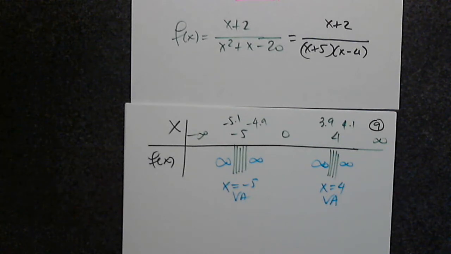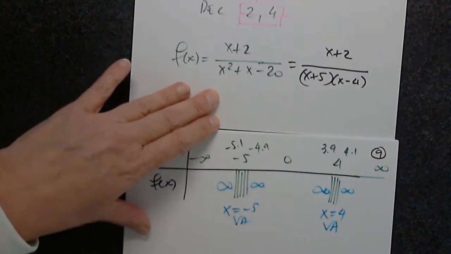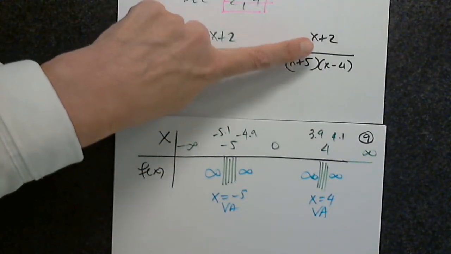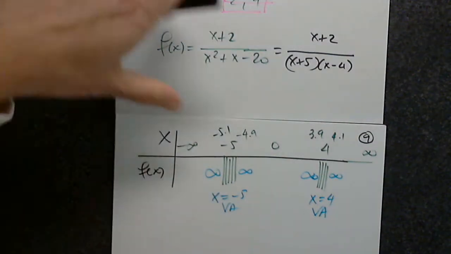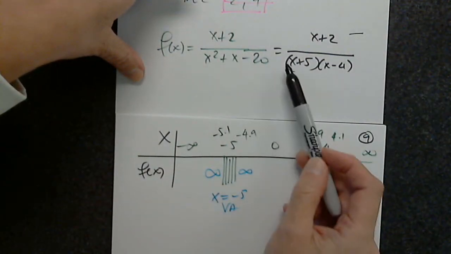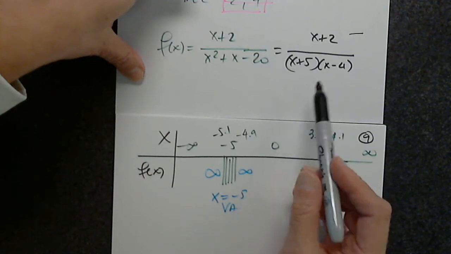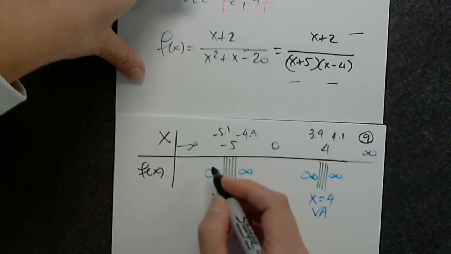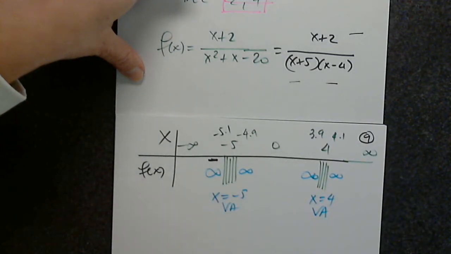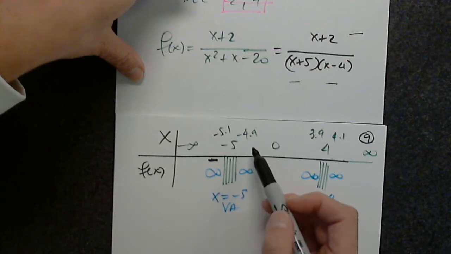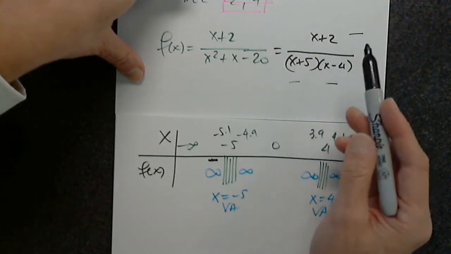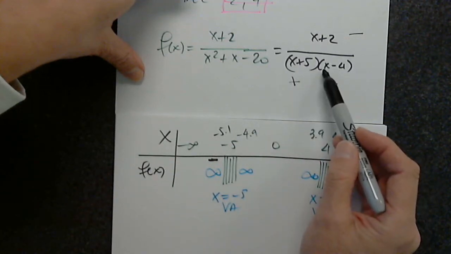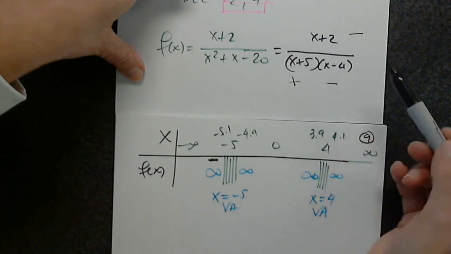Now I have to be careful and plug in all three factors. So do not calculate anything, just tell me the sign. Negative 5.1 plus 2, just the sign. Perfect. Negative 5.1 plus 5. Perfect. Negative 5.1 minus 4. So 3 negatives will make a negative on this side. With negative 4.9, the top. Negative 4.9 plus 5. Excellent. And negative 4.9 minus 4. I see 2 negatives.